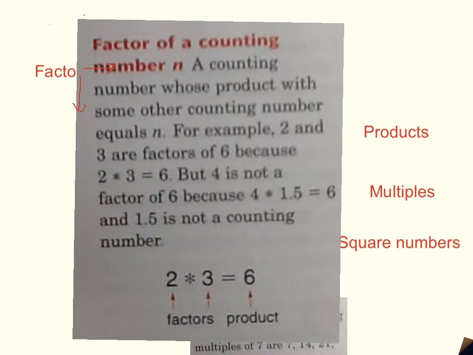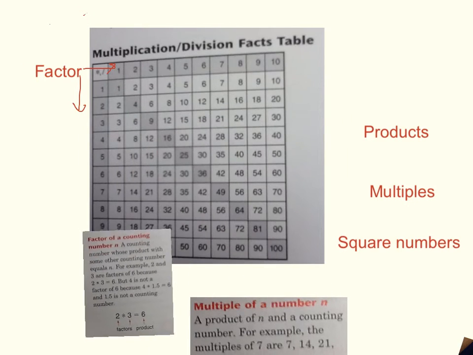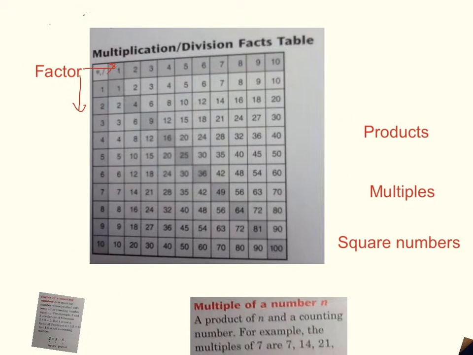For example, 2 and 3 are factors of 6 because 2 times 3 equals 6. But 4 is not a factor of 6 because 4 times 1.5 is 6, and 1.5 is not a counting number. So if you look down here, when we had 2 times 3, 2 and 3 are the factors. The answer is called the product. So now we know the name of the answers in our multiplication facts. So any of these numbers inside are called the products.